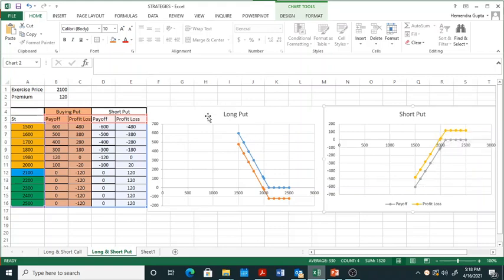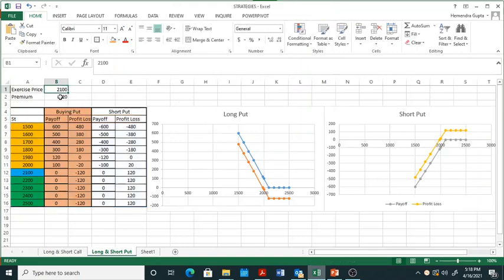I hope you are able to understand what a put option is. A put option gives a buyer a choice to sell at an exercise price. For that he pays a premium, right? So why will you go for a put option? I will go for a put option when I have a bearish outlook for that particular asset for which we are buying a put.